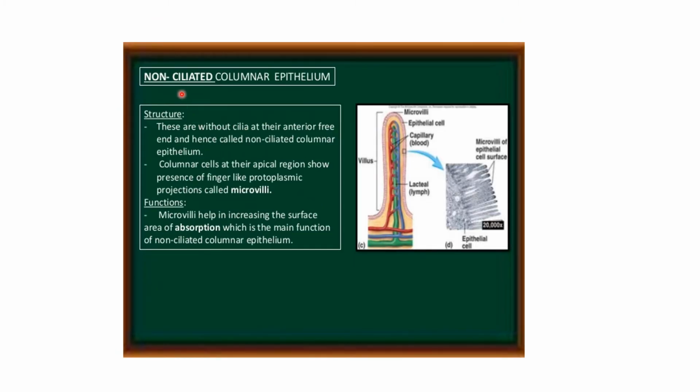Now the second type, which is non-ciliated columnar epithelium. These are without cilia at the anterior free end and hence are called non-ciliated columnar epithelium. Columnar cells at their apical region show the presence of finger-like projections which are known as microvilli, as you can see over here. Microvilli help in increasing the surface area of absorption, which is the main function of non-ciliated columnar epithelium. Hence, they are present in the intestine.